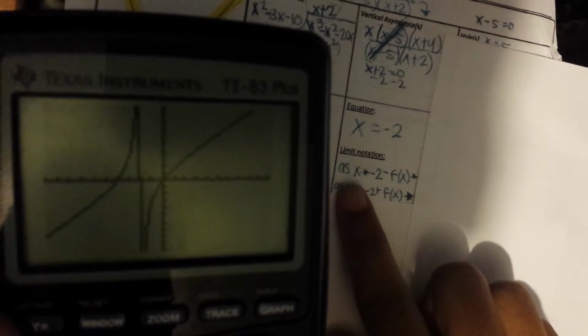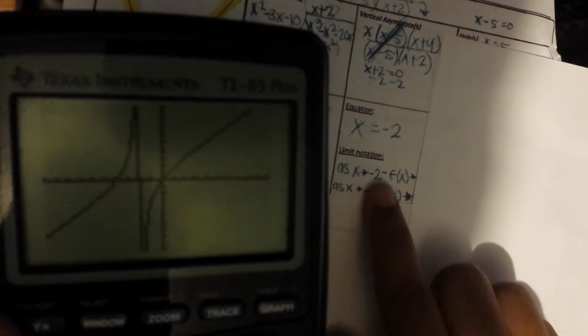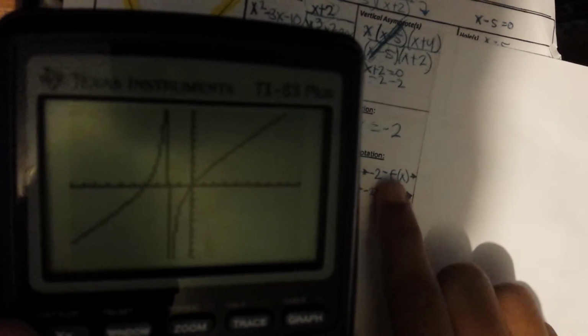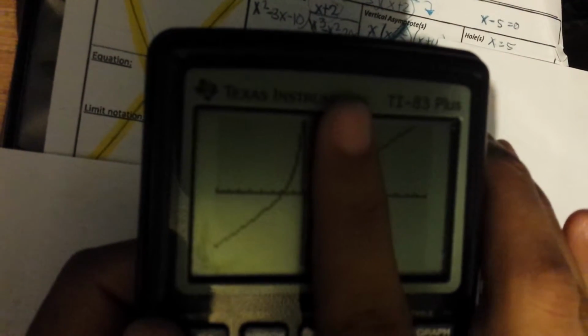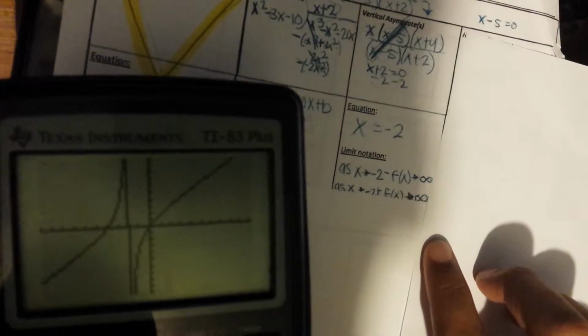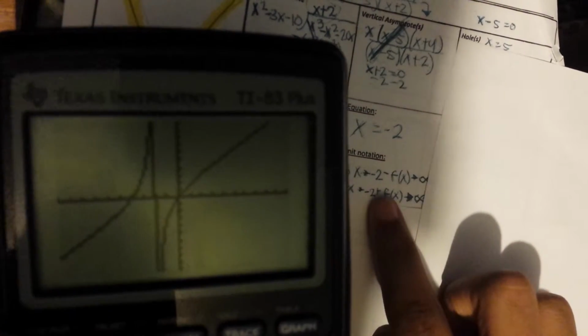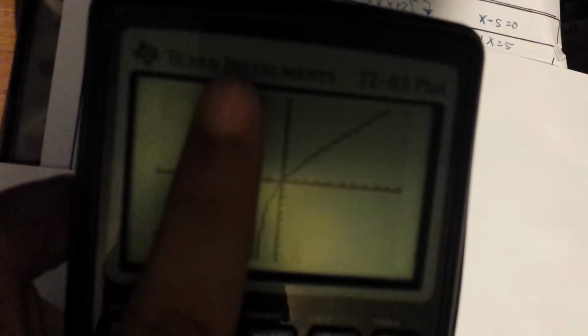Then it says as x goes to negative 2 from the left, that negative means to the left. So all you have to do is put a finger here and look to your left. The left is going up, which is positive, so you're going to have positive infinity. And as x goes to negative 2 from the right, the positive sign means to the right. So you look here to the right, that's also going up, which is positive infinity.